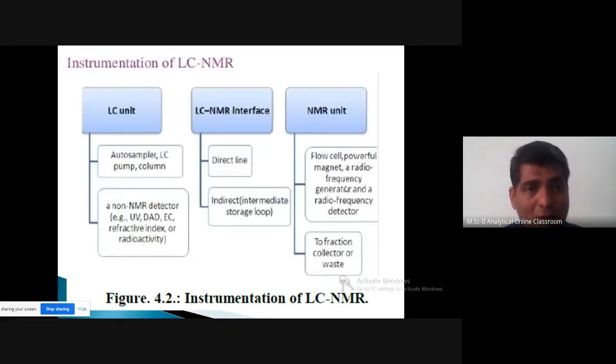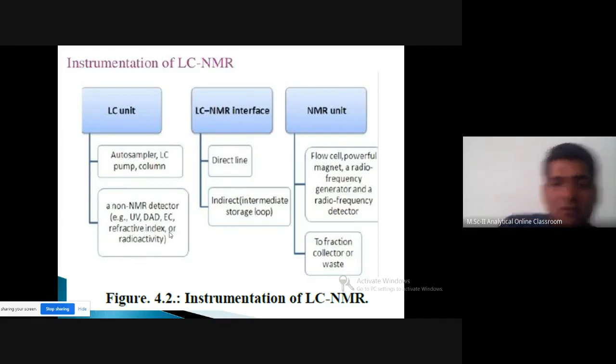And if you are asked to write down the instrumentation of the LC and NMR, then you have to draw this diagram. So what parts or what units are present in the LC and NMR? So the first part is the LC unit. Auto sampler, where the sample injection happens, LC pump, column and detector. Here you can use different types of detectors like non-NMR detectors, for example UV, DAD, EC, refractive index or radioactive.